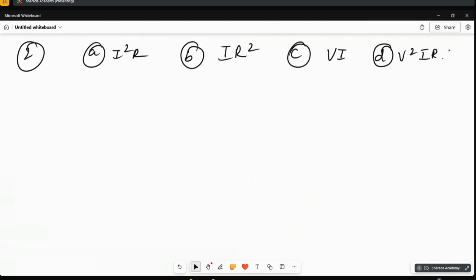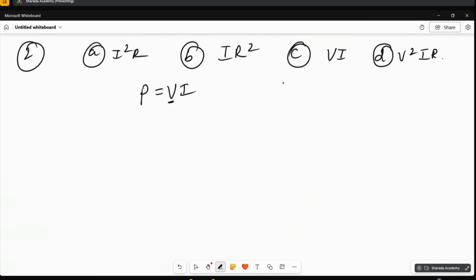So, which one does not represent electric power? See, for the power, the main thing you have to remember is power is equal to voltage into current. Just remember this. Power is voltage into current. That is the thing.